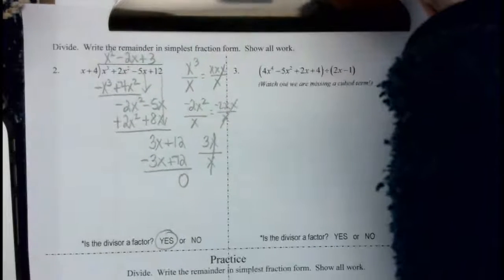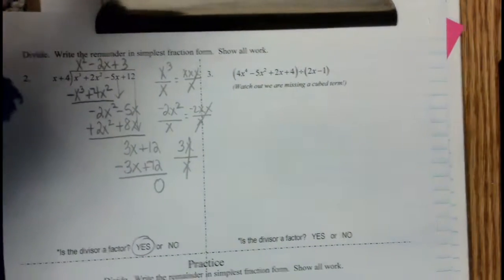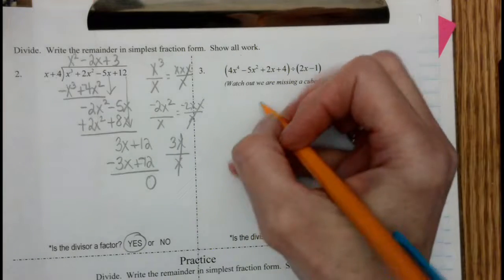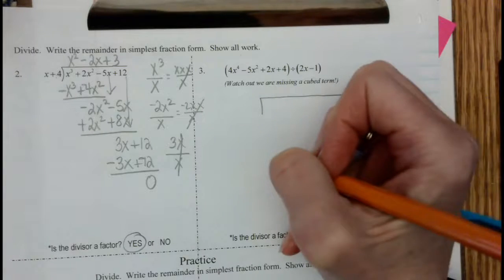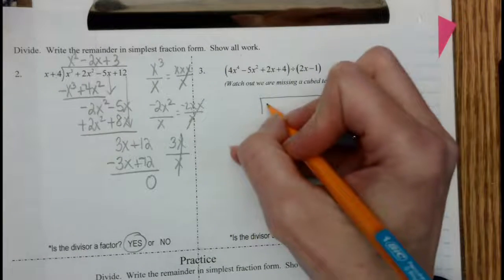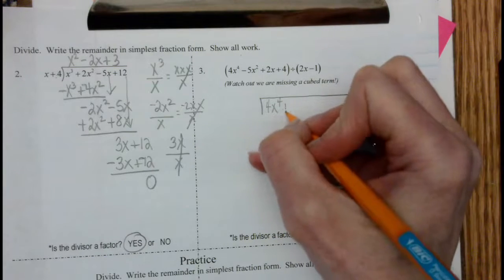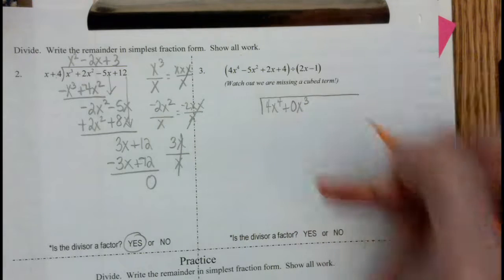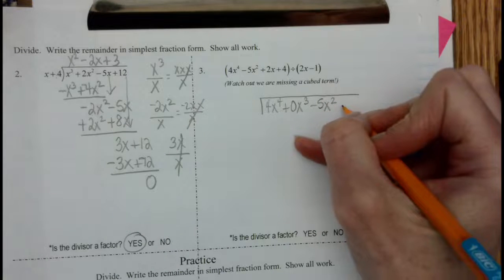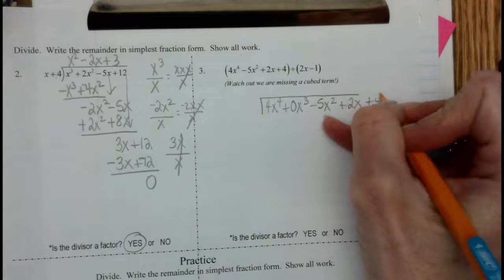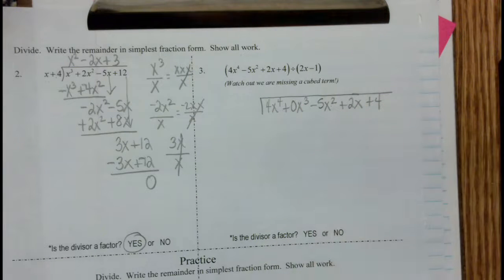Now, as I switch over here to problem number 3, same idea, although we have to set it up. And I'm going to write my division bar. But it says, watch out, we are missing a cubed term. So this is going to be 4x to the 4th. We don't have it to the 3rd degree, so I'm going to write plus 0x cubed. Minus 5x squared plus 2x plus 4. What happens? 4, 3, 2, 1, 0. We've got all the degrees.